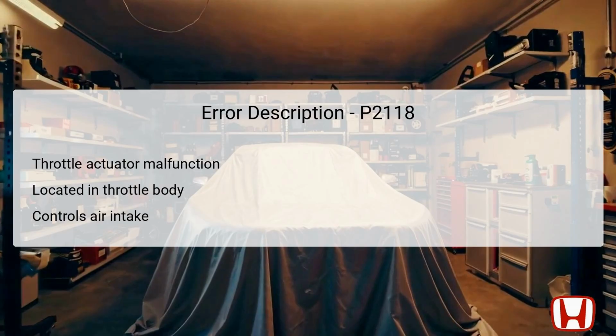This component requires precise electronic control, and any fault in the throttle actuator's current range or performance may trigger the P2118 code. Understanding the location and function of the throttle actuator is essential because diagnosing issues in this area often necessitates examining both the actuator itself and its associated wiring and connectors.